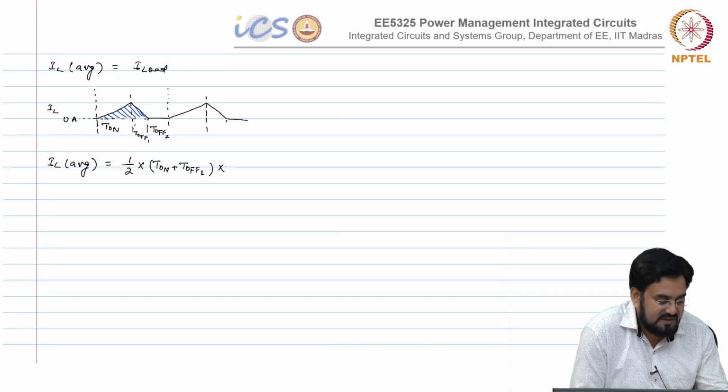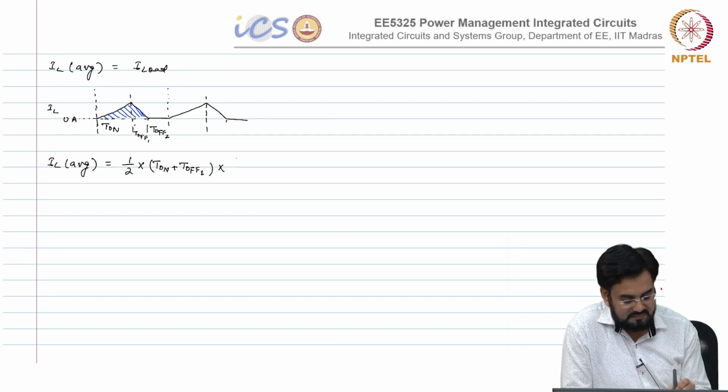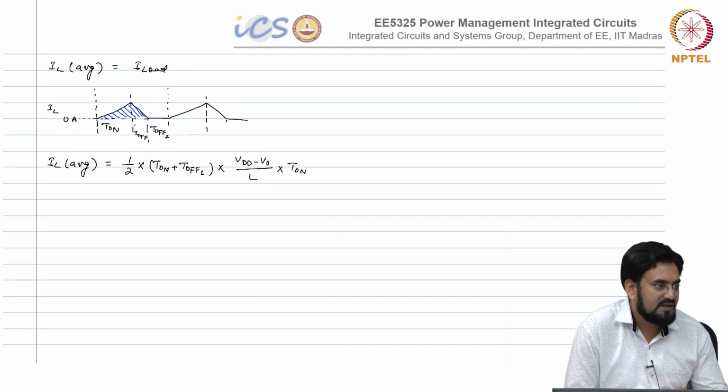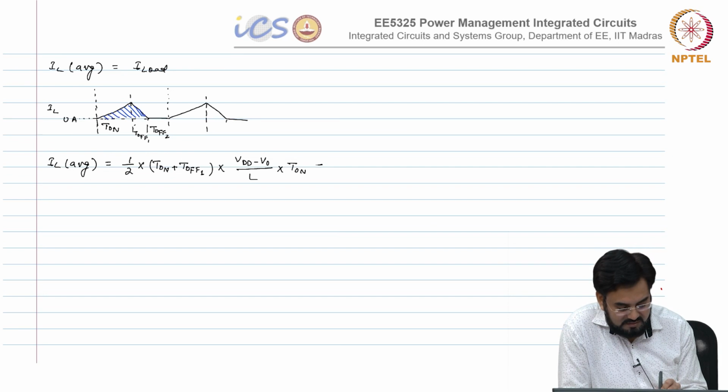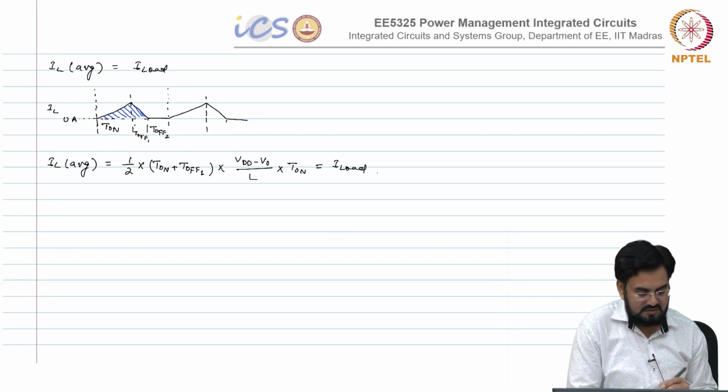What is the height of this inductor? (VDD minus V_out) over L into T_on, or D times T_SW. And during T2 the current is 0. So average current will be nothing but the area under this triangle, equal to I_load.